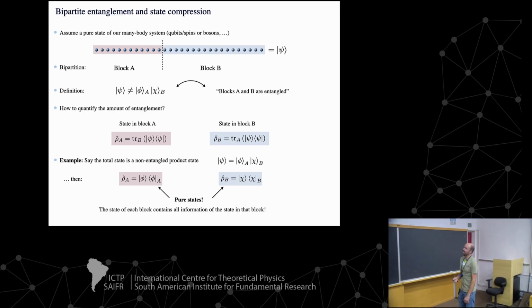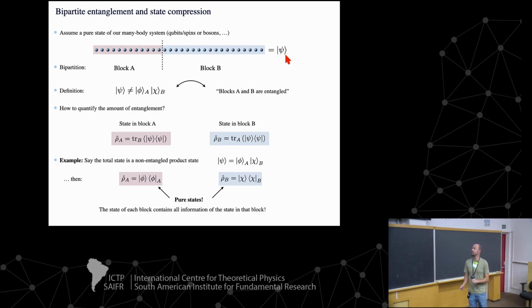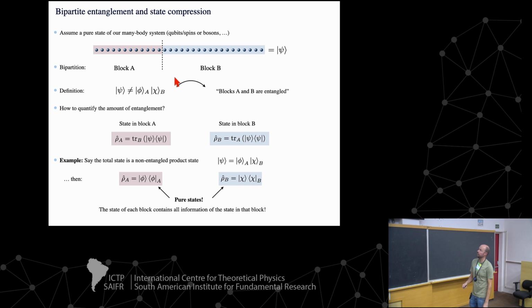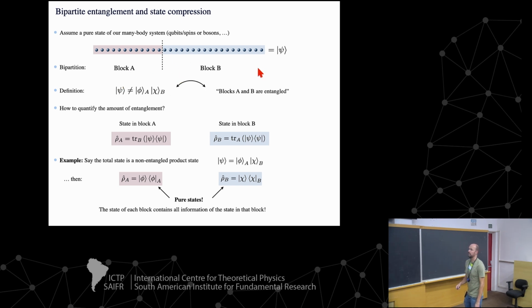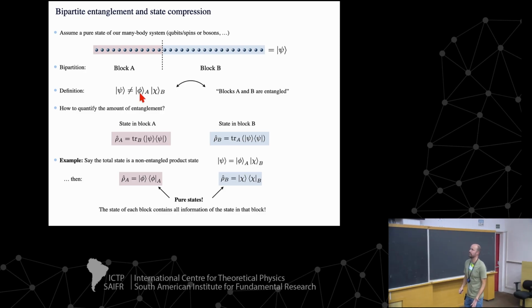So entanglement, just as it's defined for a bipartite system, what do I mean by that? Imagine you have some type of many-body system. It can be spins, it can be bosons, or it can be whatever. And let's say you have a pure many-body quantum state of that. Then you can split this state into two subparts. Let's call them block A and block B. And by definition, you call these two blocks entangled with each other if it's not a product state. That's the definition of entanglement. It's just something that you cannot write as a product state.